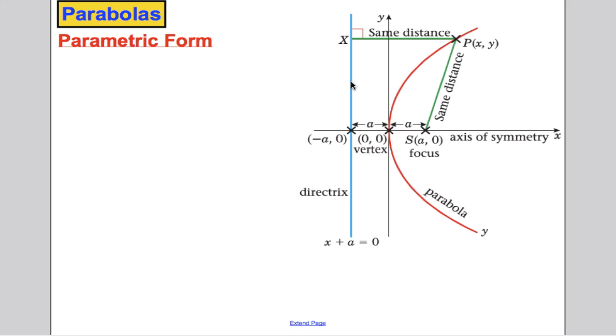Now, if you'll remember, what was the Cartesian form of this equation? Well, the Cartesian form, so I'll just write the Cartesian first of all, was y² = 4ax, where a is this number that is to do with the focus and directrix. Now, the parametric form, there's no way of deriving this as such, it's just convention. The parametric form is as follows.